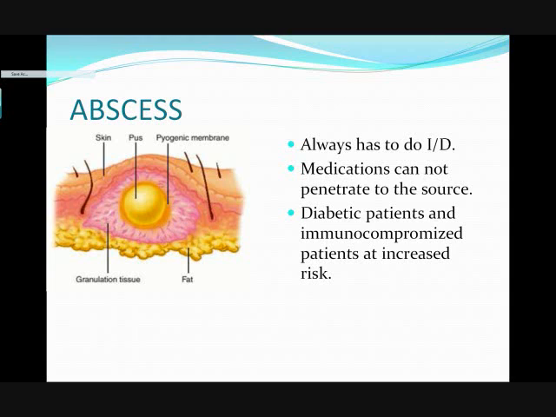You always have to do an I&D on an abscess, because medications cannot penetrate that source. So first you I&D it, and then, like I said, you take the medications from the inside out. Diabetic patients and immunocompromised patients, like patients who maybe have an autoimmune disease, are more at risk for developing abscesses.